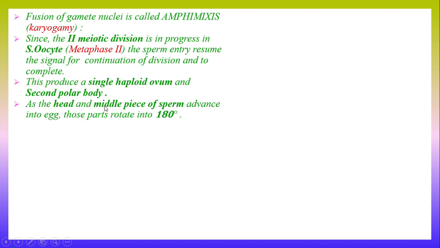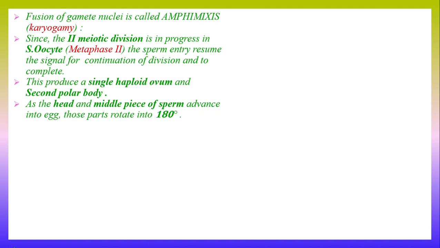As the head and middle piece of the sperm advance into the egg, they rotate 180 degrees. இது ஒரு பாயிண்ட், இது ஒரு பாயிண்ட். Single haploid ovum form ஆகுது. அதே போல second polar body ஒன்னு form ஆகும். அதே சமயத்துல உள்ள போன sperm என்ன ஆகுது? Head and middle piece மட்டும் தான் போயிருக்கு. ஹெட்டோட டிப்ல acrosome, அடுத்து nucleus. அதுக்கு பின்னாடி என்ன இருக்கும்? Just remember proximal centriole, distal centriole, அப்புறம் mitochondria.